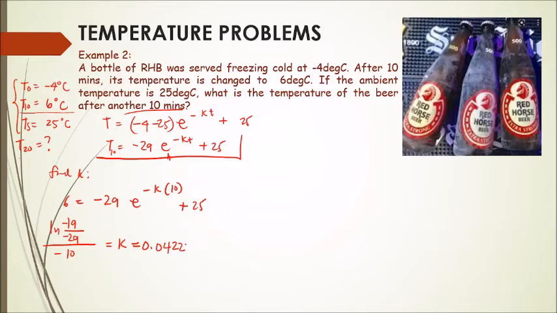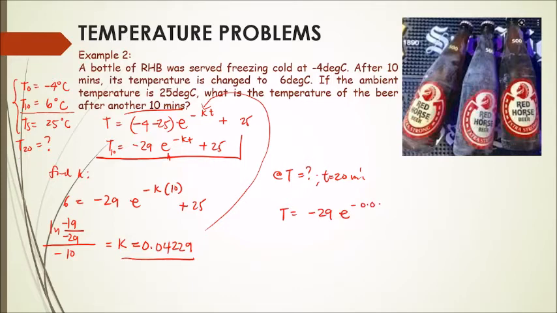0.04229. Okay, so we have the value of K. We will substitute it here. At T equal to 20 minutes, let's have T equal to -29 e to the negative 0.04229 times t plus 25.